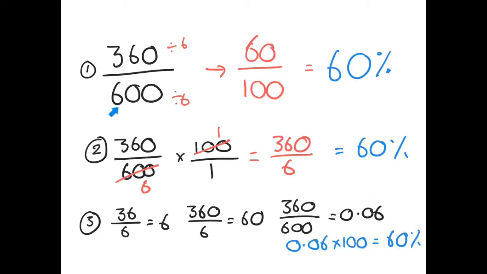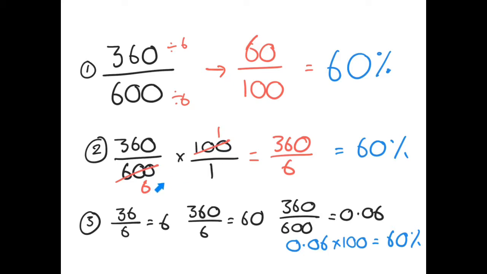Sometimes you're going to get a fraction where the denominator is actually greater than 100. And in this case, we need to cancel it down. We need to simplify the fraction down to a fraction of 100. So to make it into a fraction over 100, we need to divide both of these by 6. And we end up with 60 over 100, 60%.